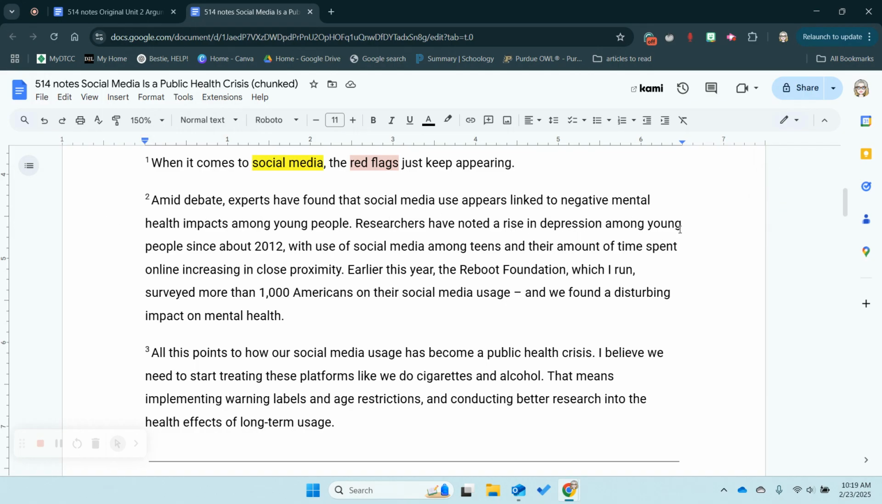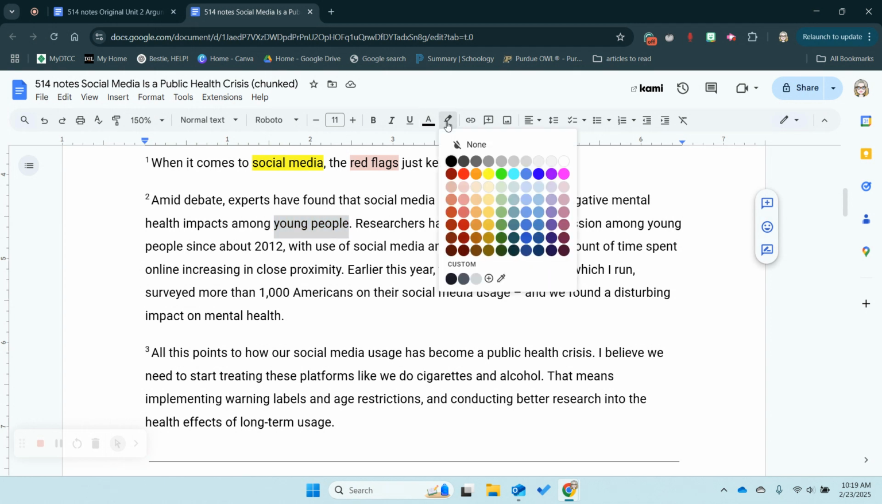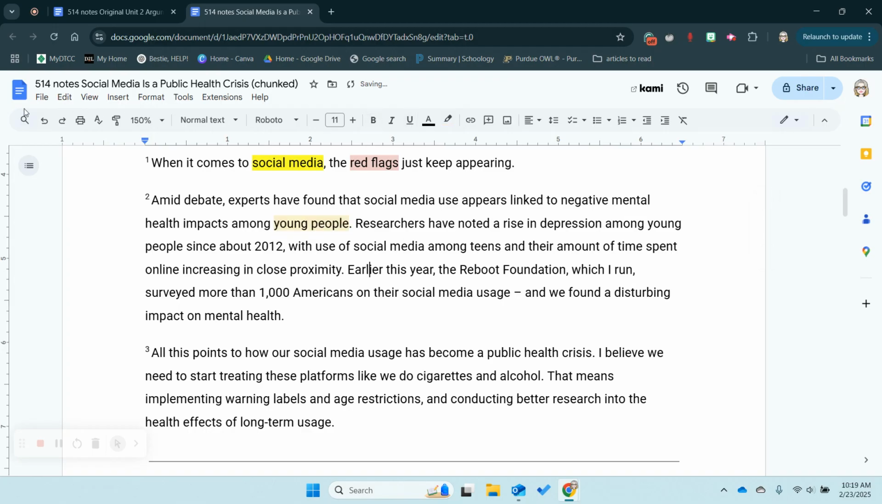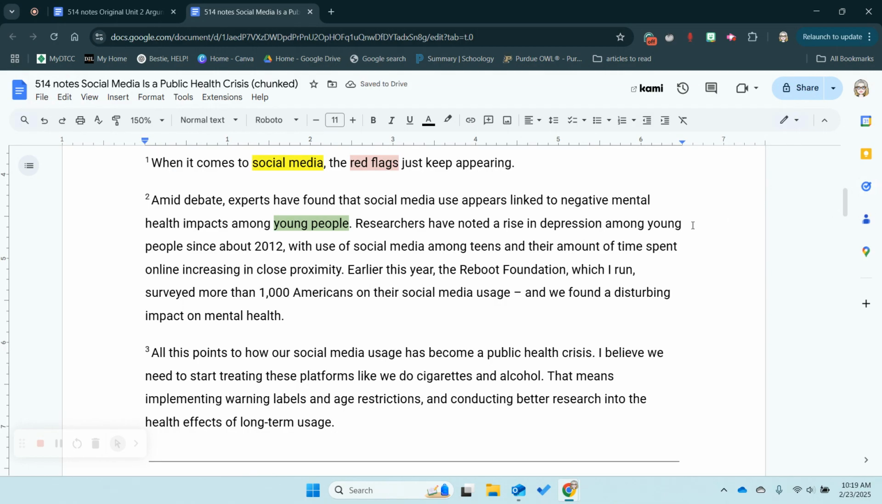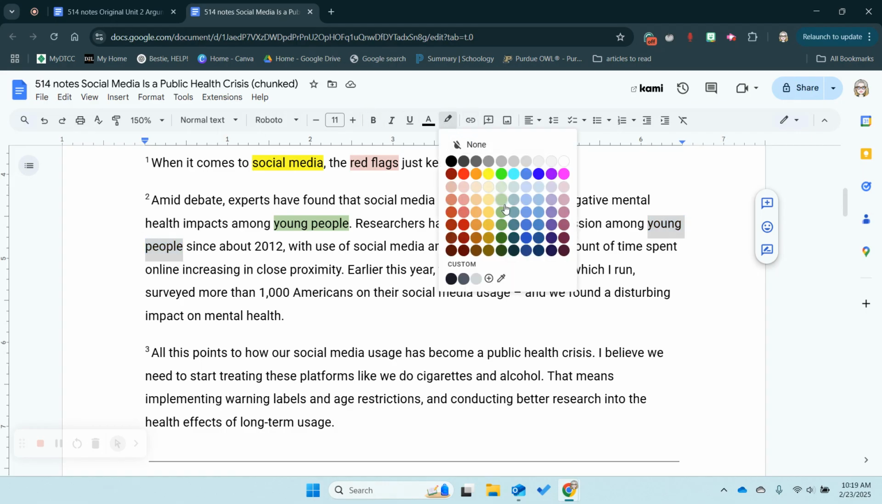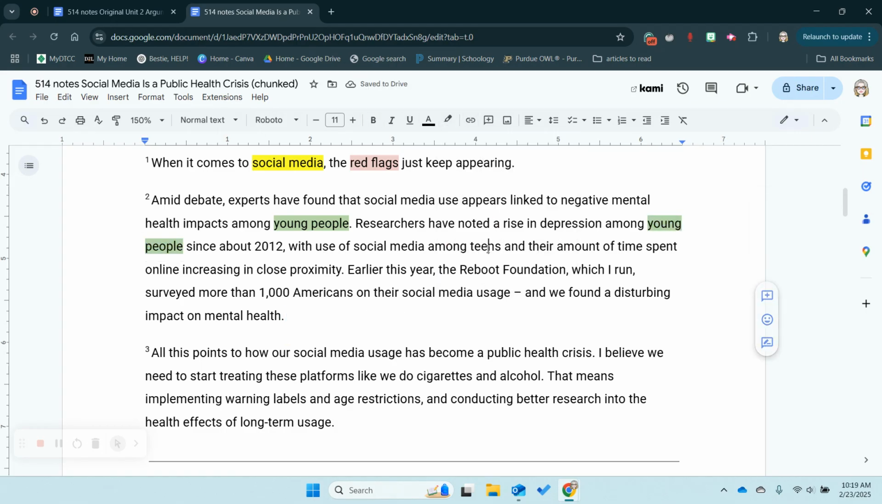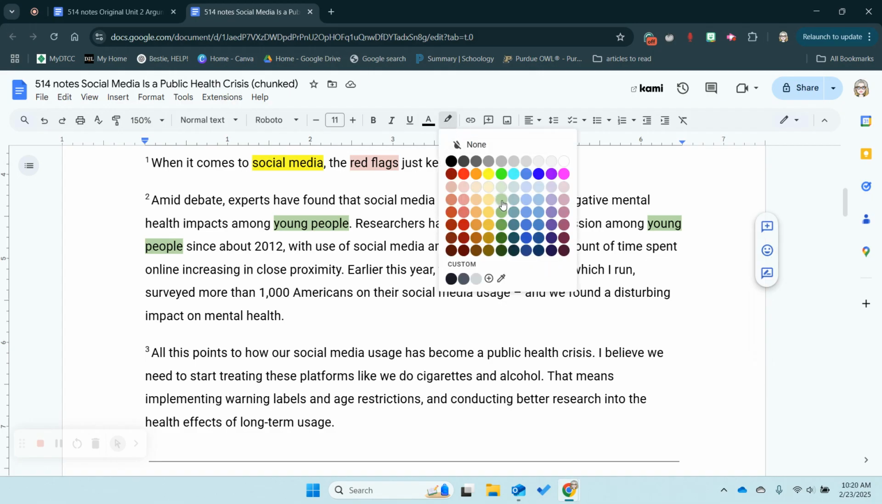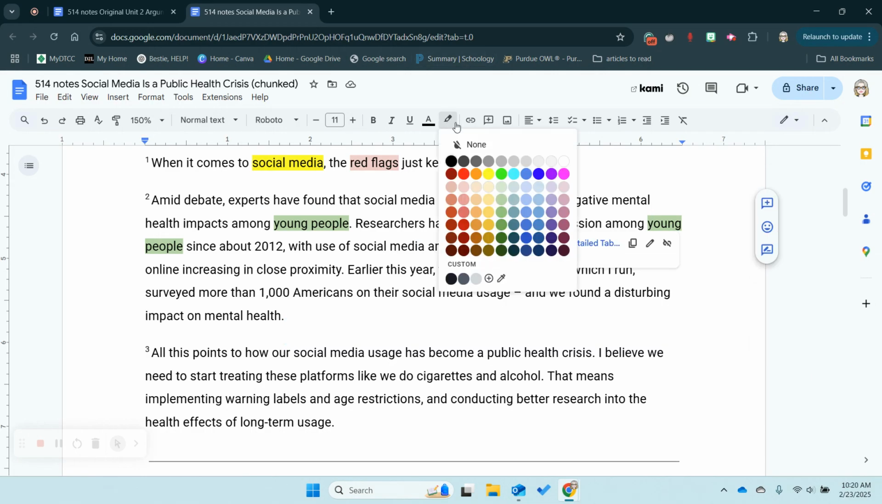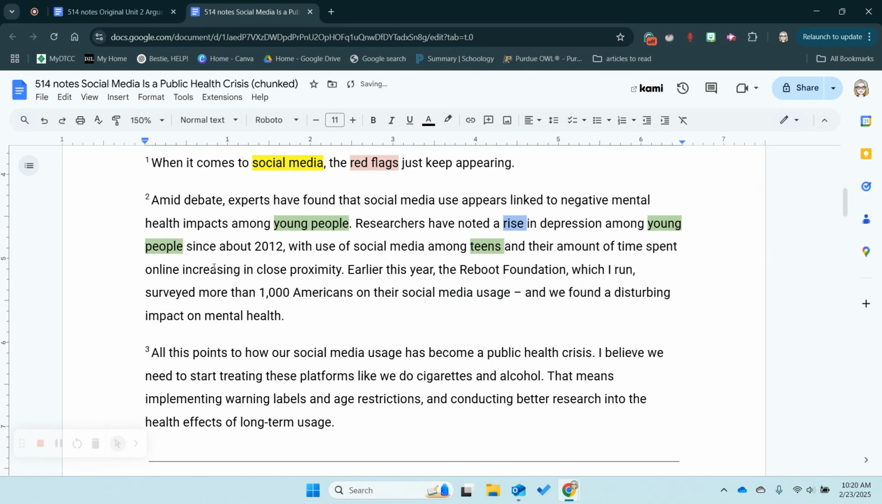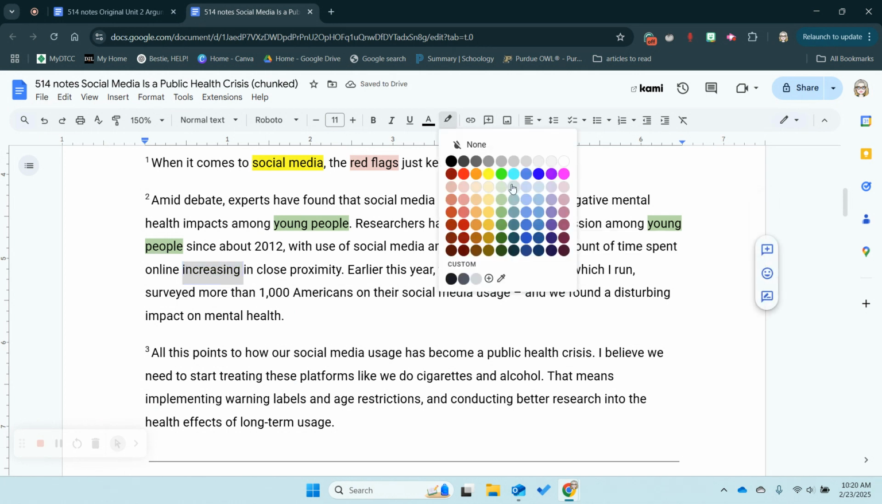Researchers have noted a rise in depression among young people. You hear that repetition? So let's see if that's what she's repeating here. Green. There we go. Young people since about 2012, with use of social media among teens, young people, and their amount of time spent online increasing in close proximity. The other thing I see repeated here are the ideas of increase and rising.